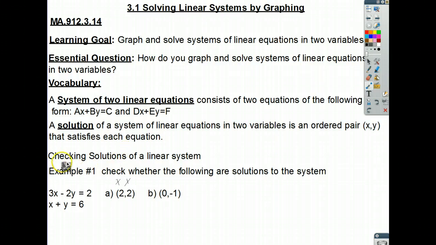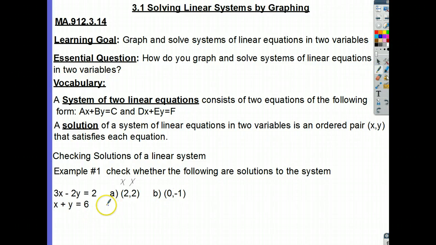Okay, the first kind of problem that we're going to look at is pretty simple. We're going to check to see whether a given ordered pair is a solution to a system. So example 1, and go ahead and get this written in your notes. Check whether the following are solutions to the system. To do that we take the ordered pair (2, 2), and we have to plug it into both equations. It has to make both of them true in order for it to be considered a solution. So we're going to go ahead and check that.